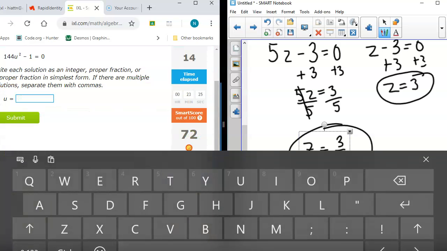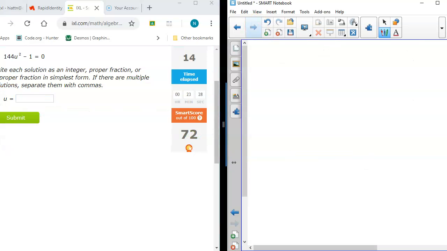Okay, let's look at this one. This one is a little bit weird. It's only got 2 terms. So there's a couple ways that you can solve this problem. I think the easiest way to solve this problem is actually not by factoring.